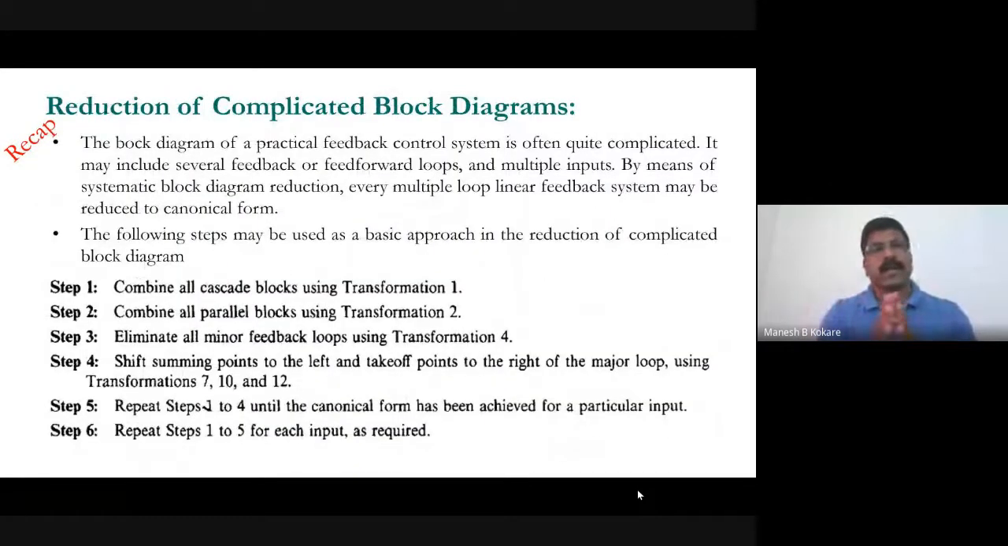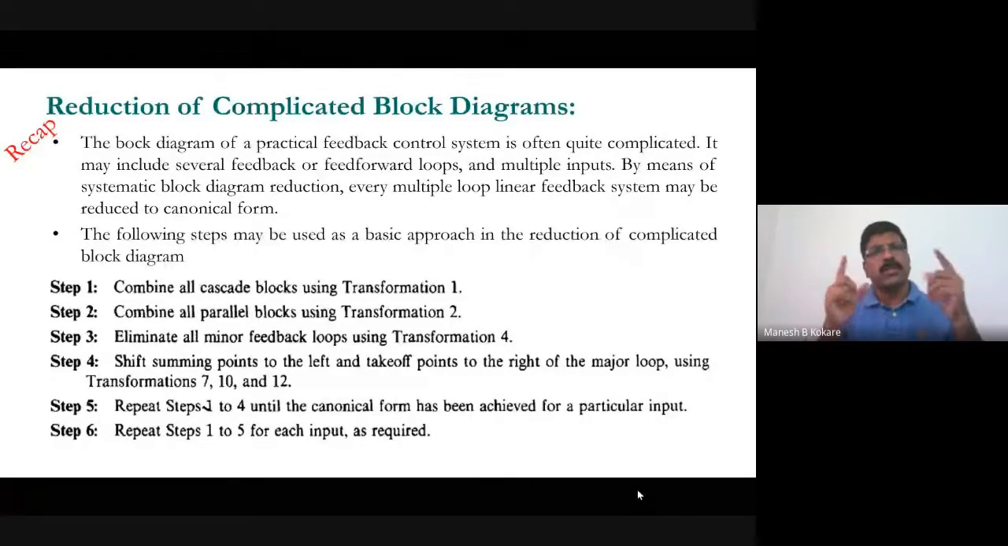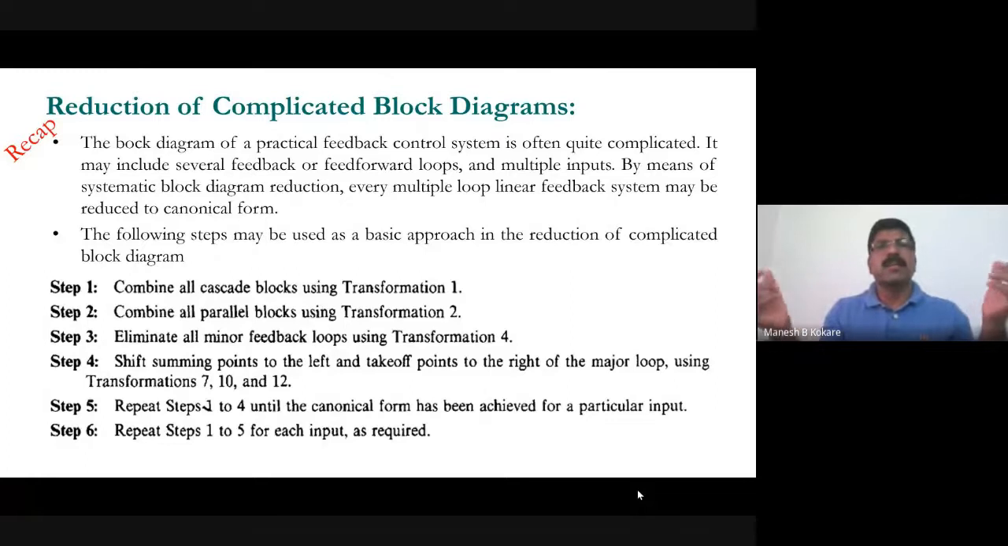So the rules are that, as I said, when a complicated block diagram is given, the first thing is that you have to see whether any two blocks or multiple blocks are connected in cascade or series. If they are connected in cascade or series, reduce them into one block having transfer function equal to the product of the individual transfer functions. For example, if there are three blocks connected in cascade, like G1, G2, G3, you can reduce those three blocks into a single block having transfer function equal to G1, G2, G3, right?